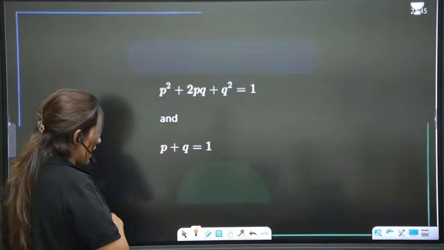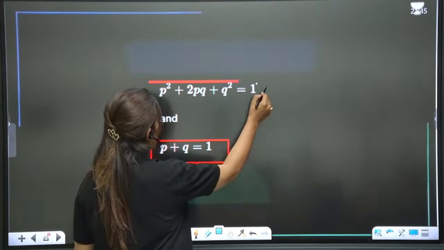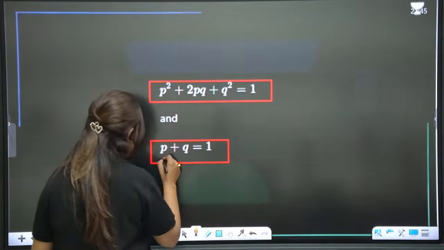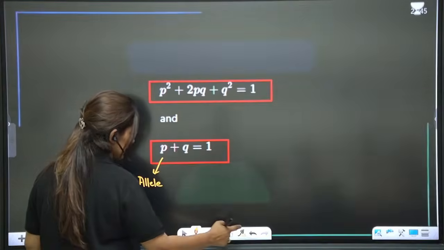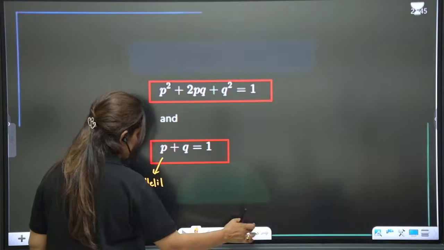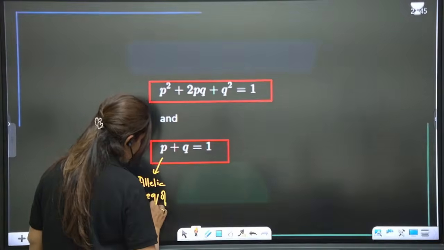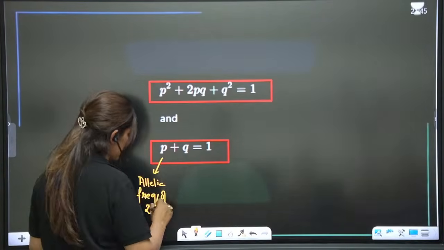So this Hardy-Weinberg equilibrium has been summarized as p plus q is equal to 1, and on squaring we get this. So what does p indicate? So p is the allelic frequency of dominant allele. We'll be solving some questions here, not in today's session but separately.